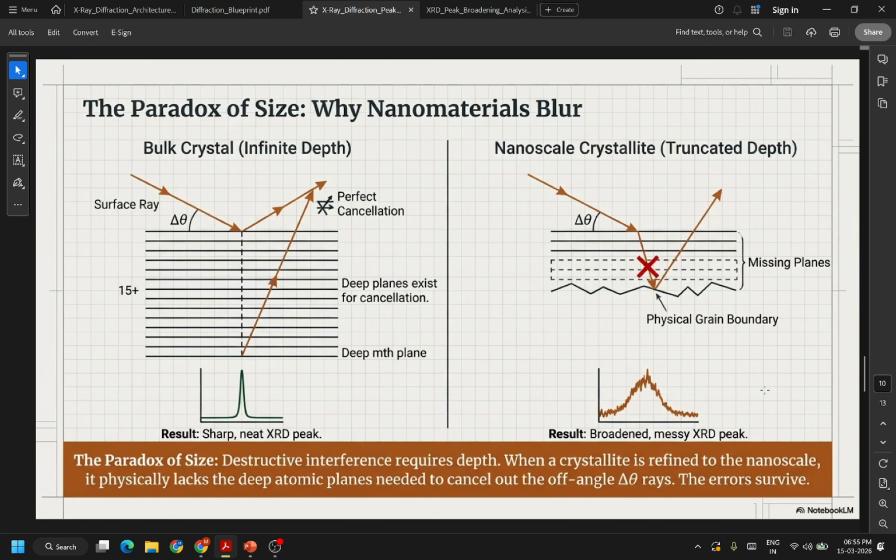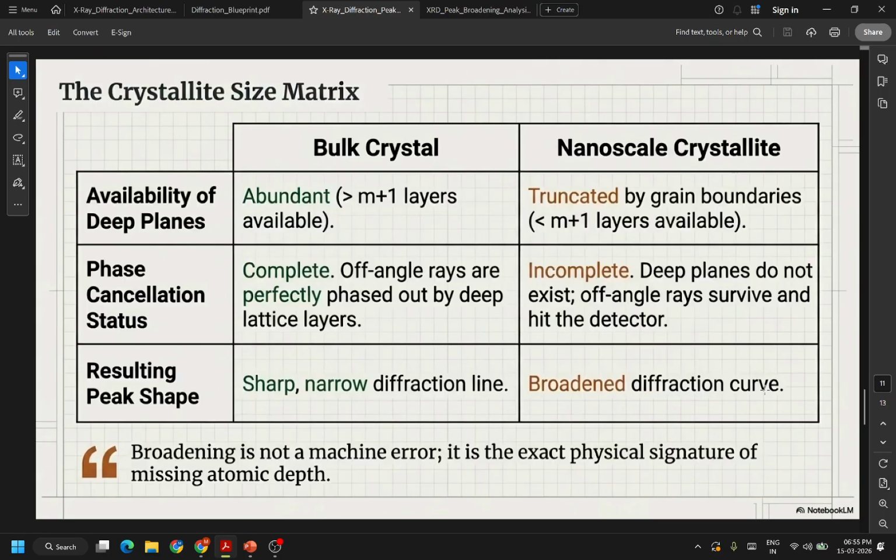So off angle surface rays need a depth for destructive interference. When a crystallite is refined to the nanoscale, it physically lacks the deep atomic planes needed to cancel out the off angle delta theta rays. So those errors survive and result in broadened peaks. In a bulk crystal, the deep planes are abundant. You have multiple deeper layers available.